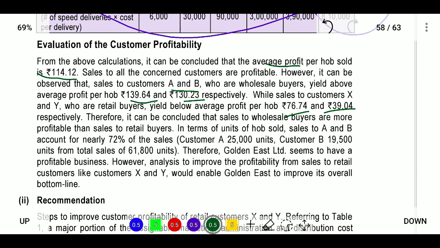Next, here they yield below average profit. Therefore, it can be concluded that sales to wholesale buyers are more profitable than to retail buyers.